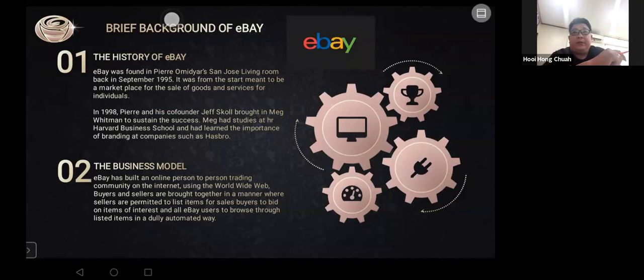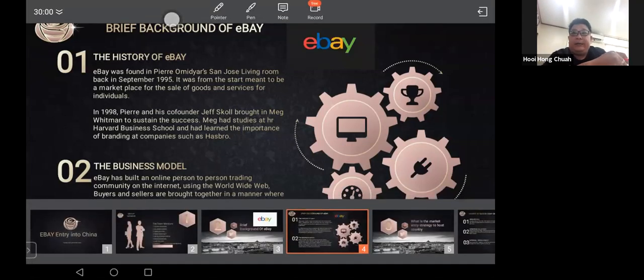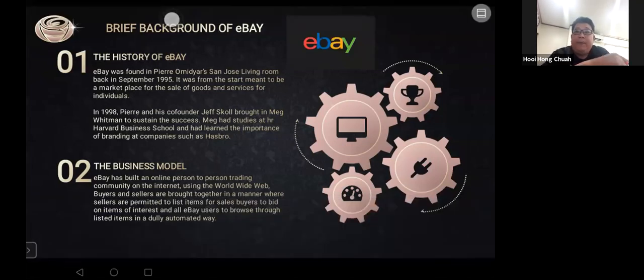eBay has built an online person-to-person trading community on the internet using the World Wide Web. Buyers and sellers are brought together in the manner where sellers are permitted to list items for sale, buyers to bid on items of interest, and all eBay users to browse through listed items in a fully automated way. The items are arranged by topic, where each type of auction has its own category. With this kind of facility and trend, eBay became a notable success story of the dot-com bubble. That's all. Thank you.